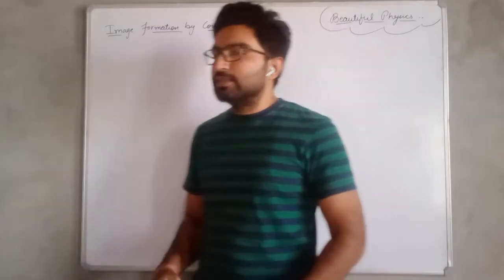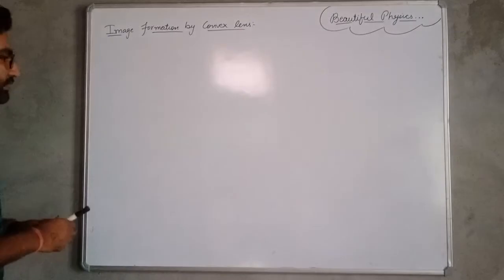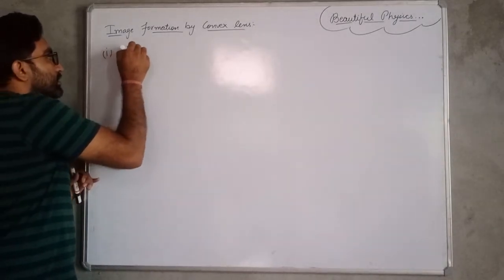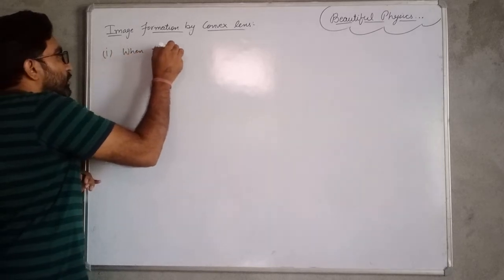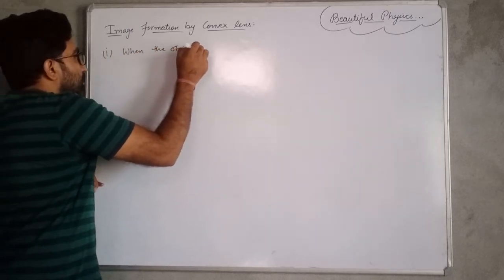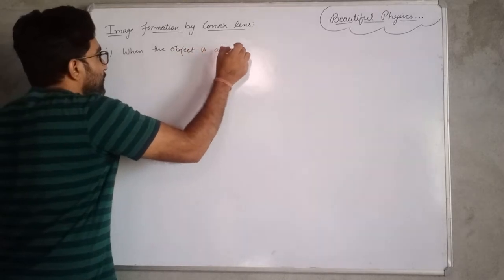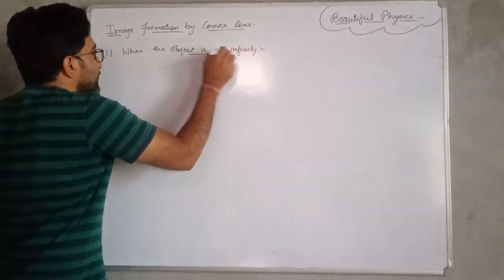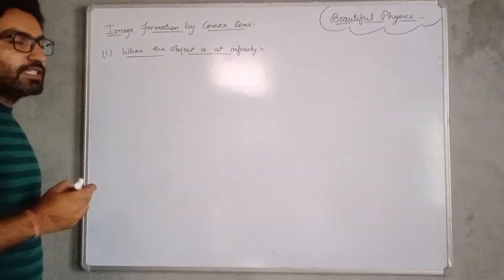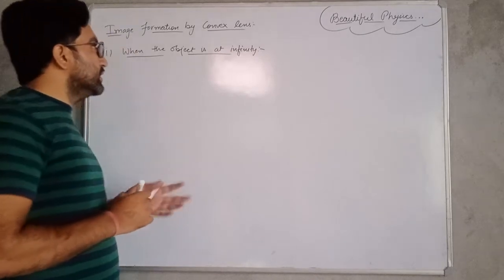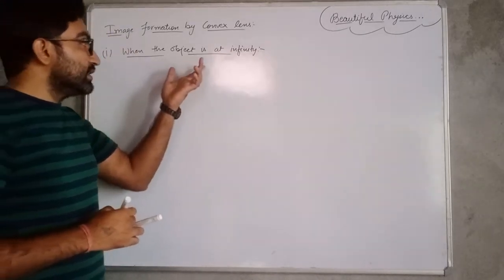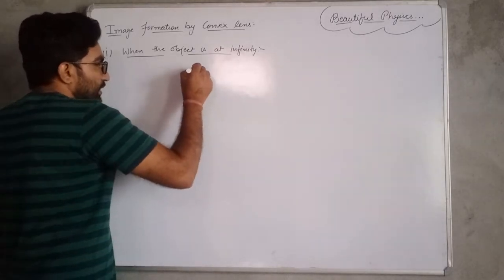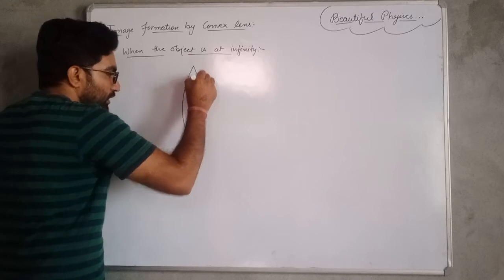Okay, let's first discuss the case when the object is at infinity. Object at infinity means that the object lies at a very large distance from the convex lens. To understand this image formation, we have to draw two diagrams. So I am drawing two convex lenses here.